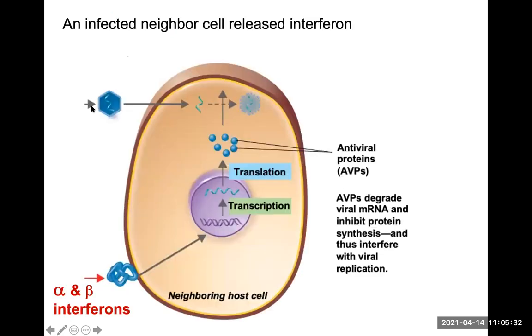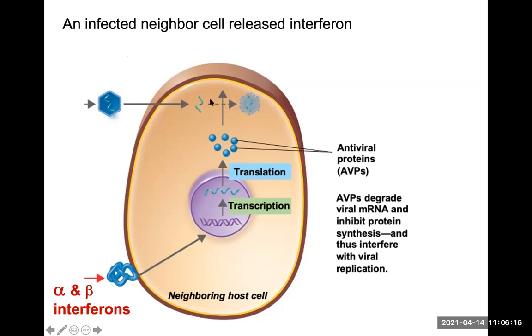And so here, this is looking at a cell that has already been infected and released interferon. And this cell that you see here is the neighboring host cell. So a neighboring cell receives the interferon signal that says, watch out, a virus is coming. And as you can see, the virus is coming. But before the virus is able to completely replicate, the interferon has already caused the cell to produce these antiviral proteins that stop the replication of the virus.